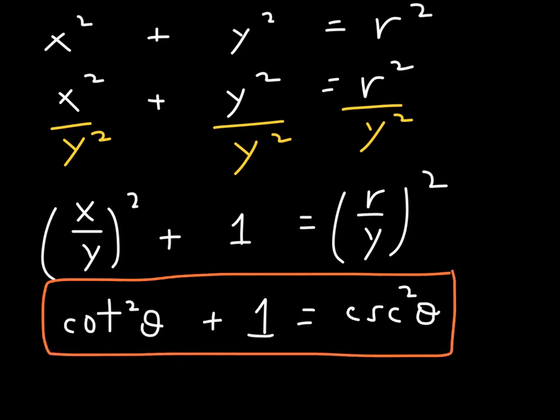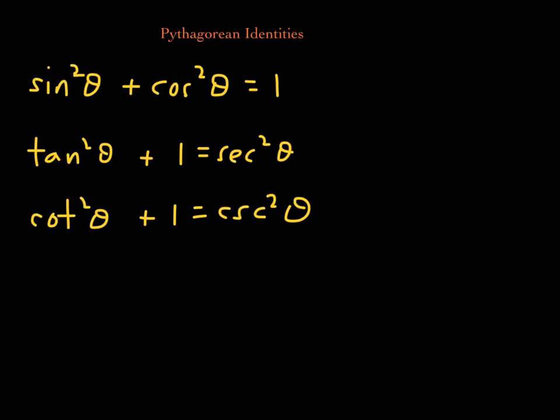So you have 3 Pythagorean theorems. It's very important that you understand how to write each one of them correctly. Okay, let me summarize them maybe on the next page. Okay, these are your Pythagorean identities. It's very important that you write them down correctly and that you remember them really well.